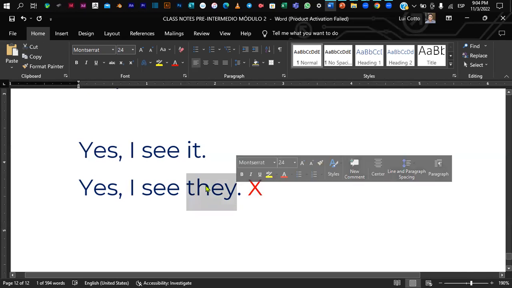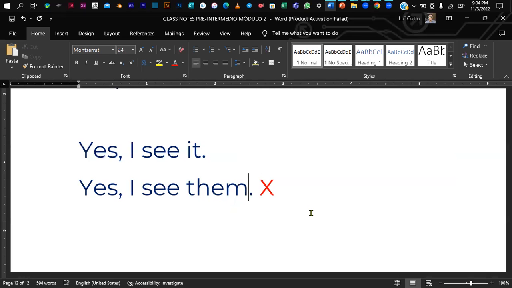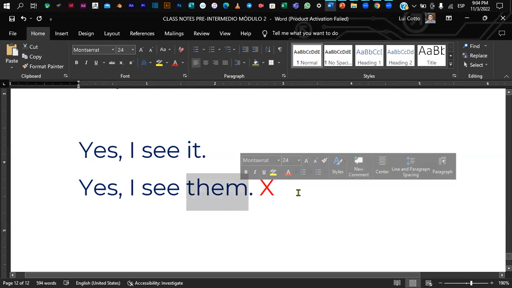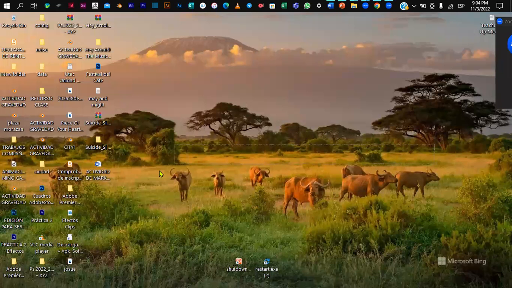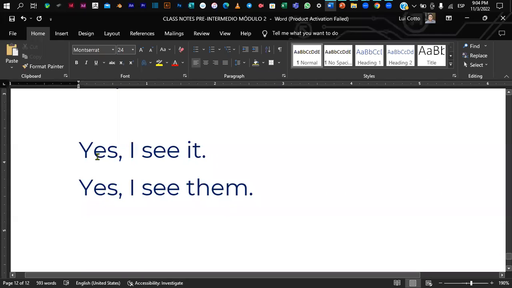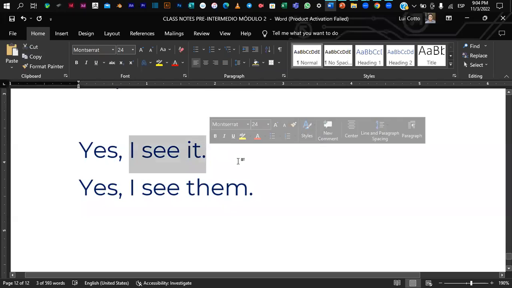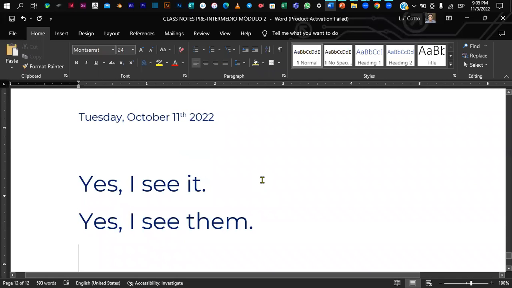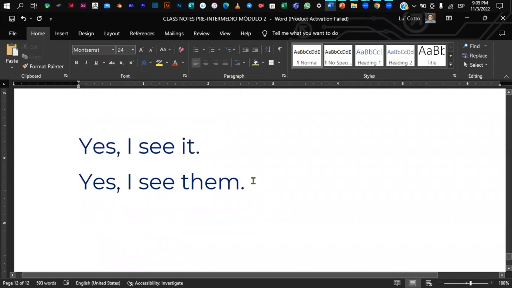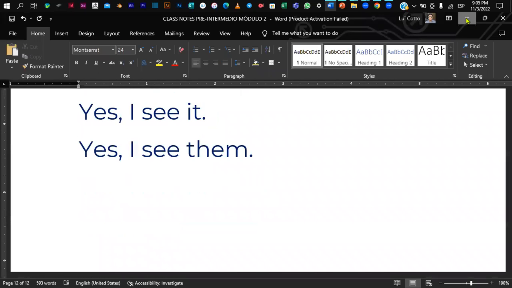They is incorrect. So is them, because this one goes at the end. In that case, it will be correct. Yes, I see them. See, los. Los veo. Or in the case of the computer, see la. La veo. La y los. Singular, plural. Okay, clear on that? Clear. Okay, good. All right.